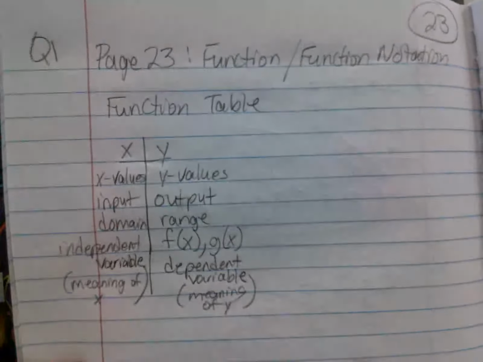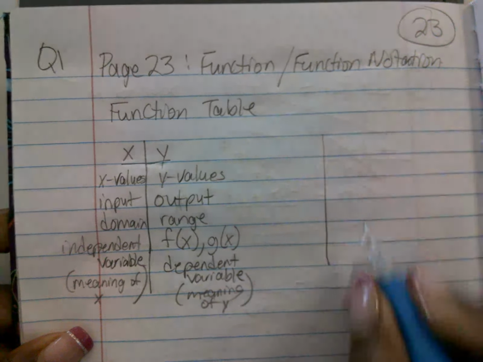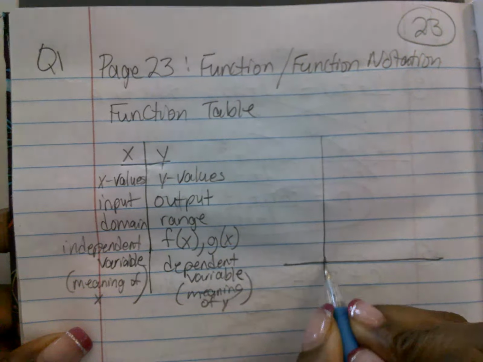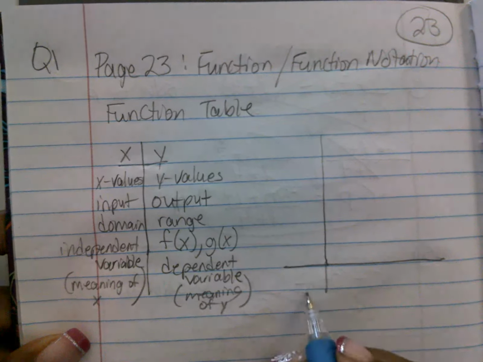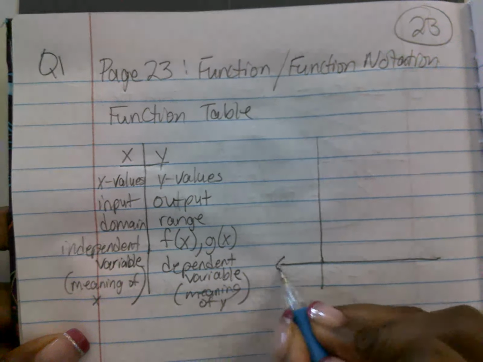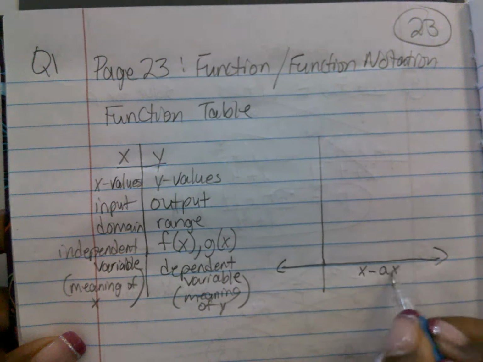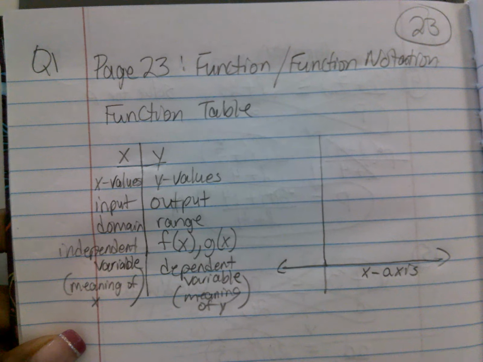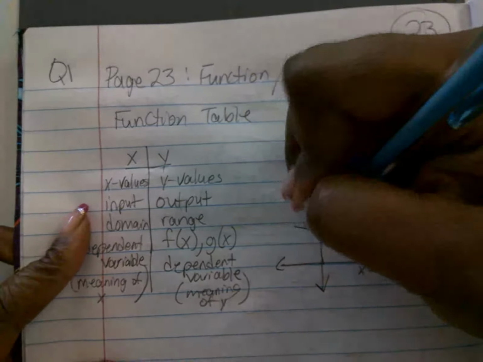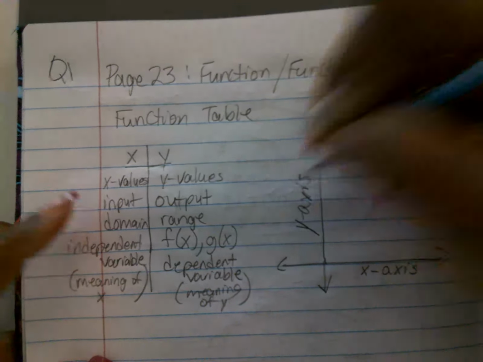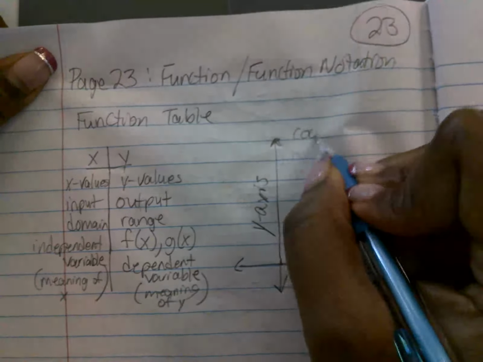When we graph what's in our table, we use what you call a coordinate plane. In many cases, we use the first quadrant. Sometimes we'll use other quadrants, but most of the time we'll use the first. Our horizontal number line is called our x-axis. Our vertical or up and down number line is called our y-axis. And this again is a coordinate plane.